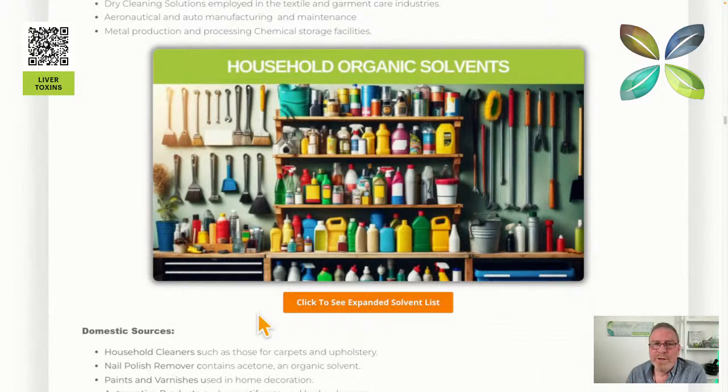This gives you a really powerful tool where you can actually see the full list of solvents that may be in your home. But not only that, this tool gives you the exact product. So you can search for the products that you have in your home, and it will tell you if there are any of these organic solvents or toxins in them.